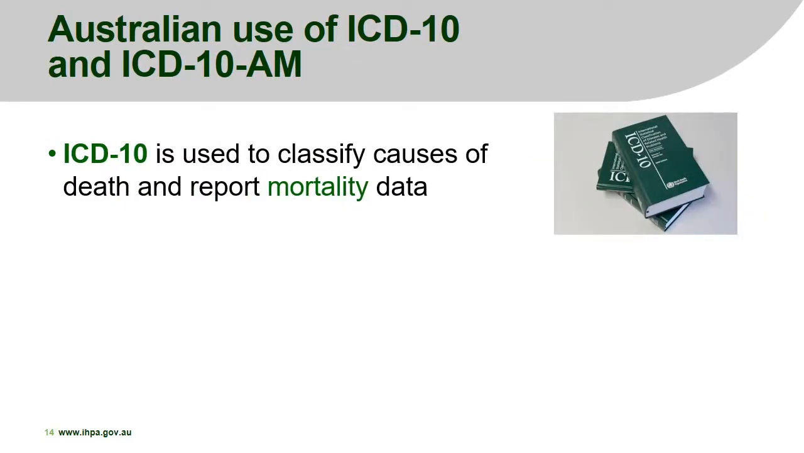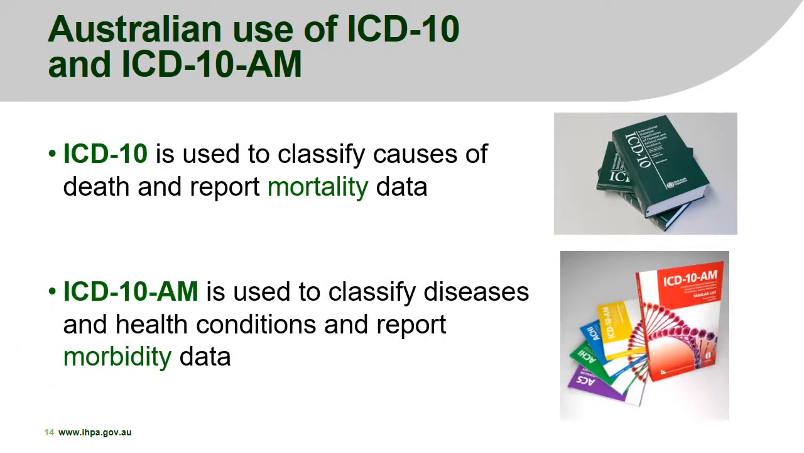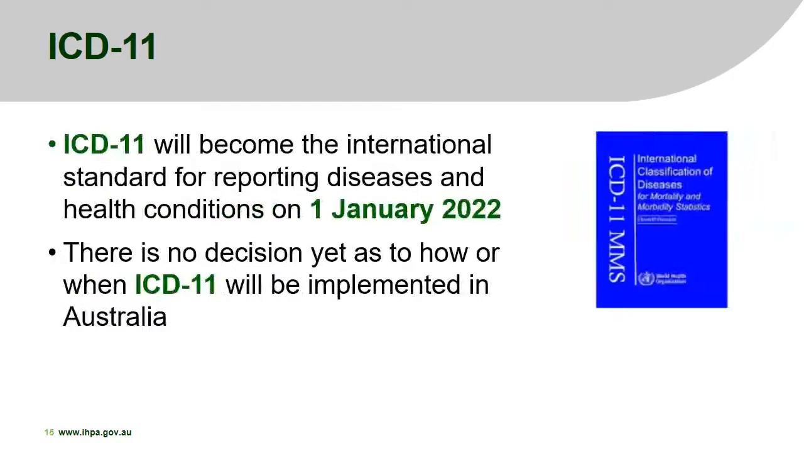In Australia, ICD-10-AM is used by the Australian Bureau of Statistics to classify causes of death and report mortality data. ICD-10-AM is used to classify diseases and health conditions and report morbidity data. ICD-11, the next iteration of ICD-10, will become the international standard for reporting diseases and health conditions on 1 January 2022. In Australia, however, there is no decision yet as to how or when ICD-11 will be implemented.